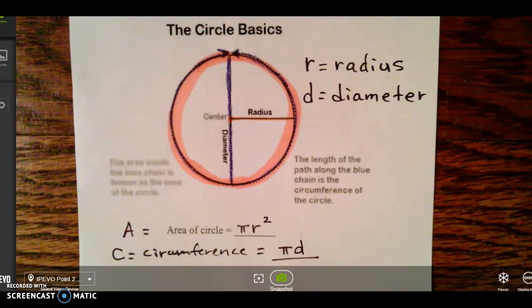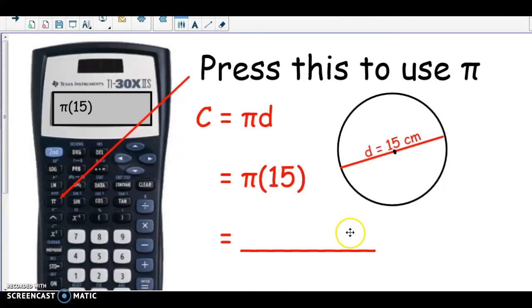So on your calculator, what I'd like you to practice is locating the pi button, which is over here on the left-hand side. When you press pi, the symbol for pi comes up on the screen, and it will utilize a very good value of pi, not just 3.14, the approximation for pi. It will use a much stronger value of pi that has more decimal values to it.